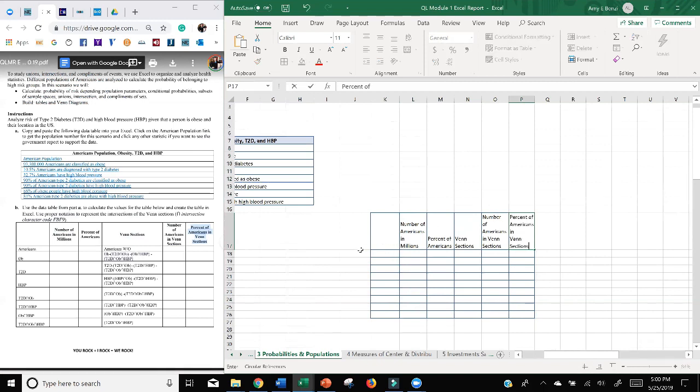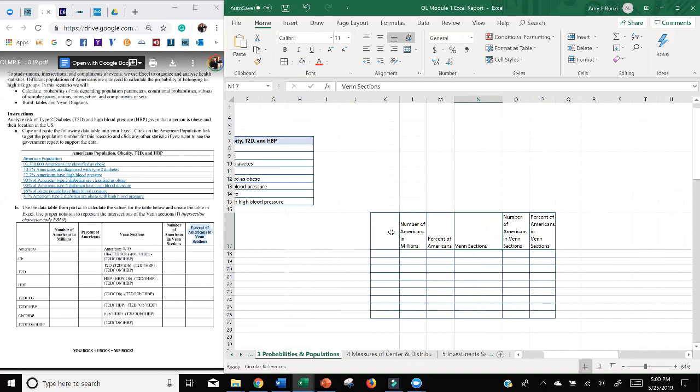Before I move on, I am going to go ahead and widen some of these. I noticed that my Venn sections is very wide, so I'm going to go ahead and widen that one. I am also going to, see how this Venn sections is way down here.